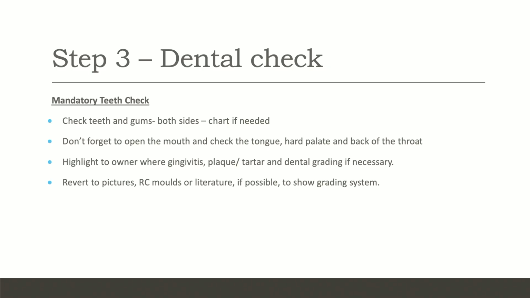Say, I can see this is a stage 2 because I can see more gingivitis and there is some gum recession, etc., etc. Try to revert to pictures. There are dental molds or literature that you can have ready in the clinic, and this can help you to really reflect that grading system as well.